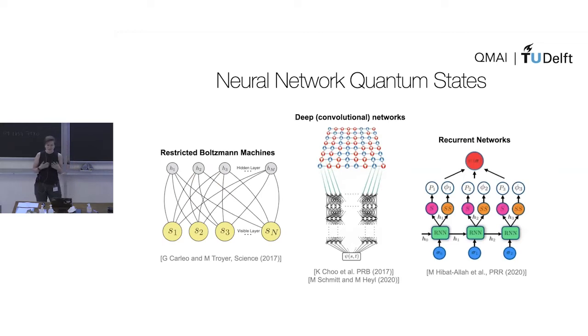And since then, there has been a lot of progress in the field. People use not only restricted Boltzmann machines, which was this probabilistic machine learning model that was first used back then, but they use deep feed-forward convolutional networks, recurrent networks. There are also new works with graph networks or attention. So there are a lot of different architectures that you can use.